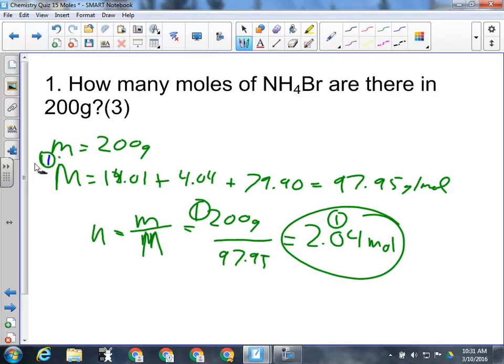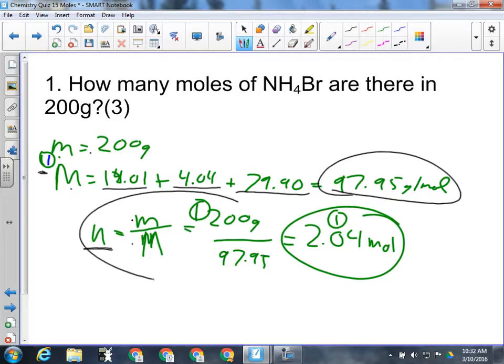200 grams was the mass, little m, and the molar mass can be calculated. 1 nitrogen, 14.01. 4.04 is our 4 hydrogens, and our 1 bromine, 79.90, giving us a total molar mass of 97.95 grams per mole. Now we're asked to solve for number of moles, which is n. We have little m, we have big M, so we plug them in.